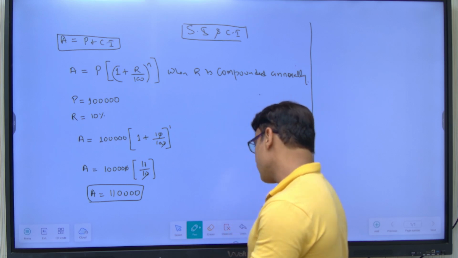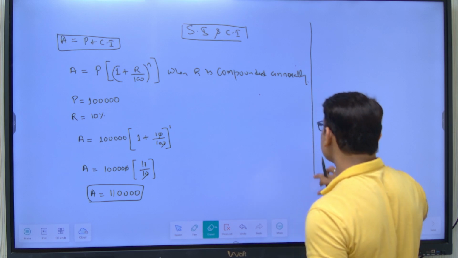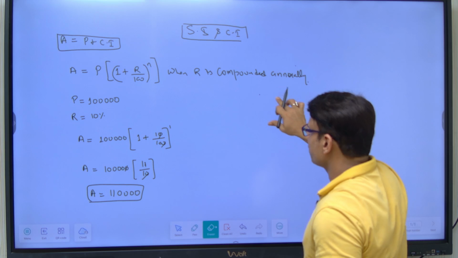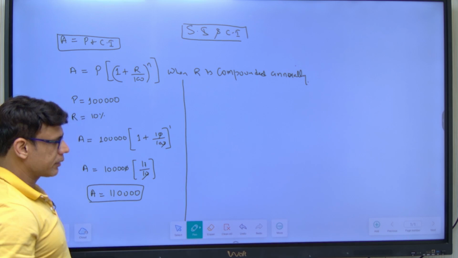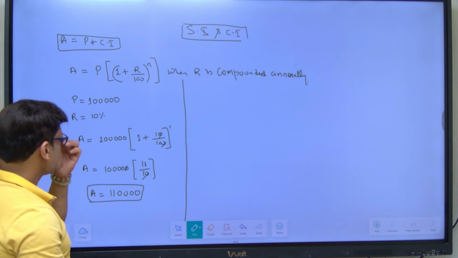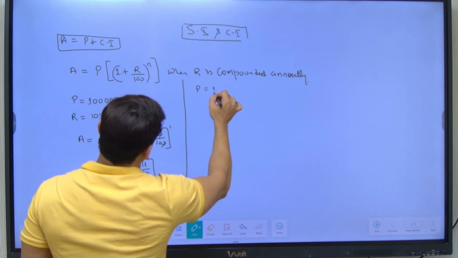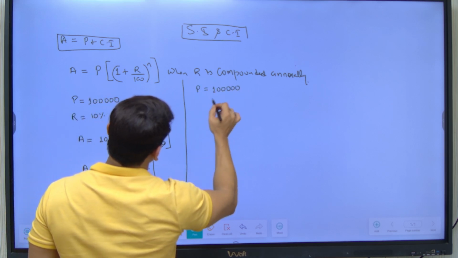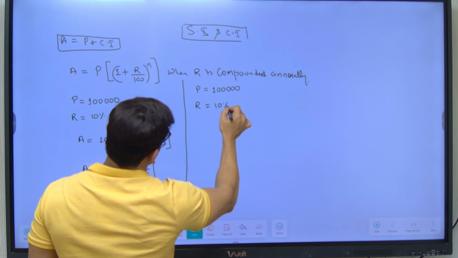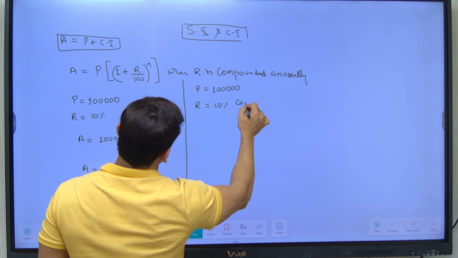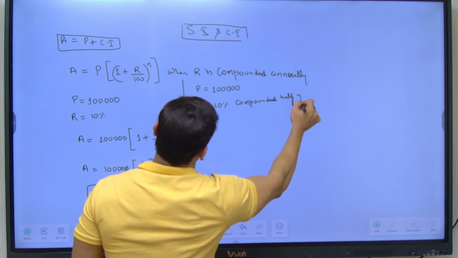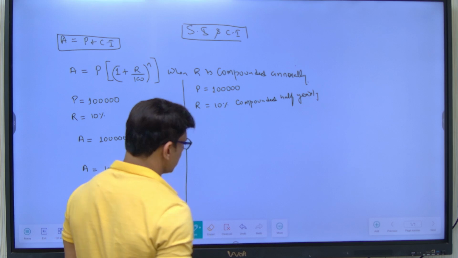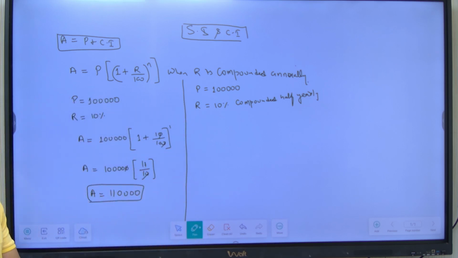So understand why EMI is not a very good concept. Why you should not buy things on EMI? Because you end up paying more. Now, second, you take a loan again from another bank, which is also offering you a rate of interest of 10% but compounded half yearly. Compounded half yearly means every 6 months you have to pay interest.